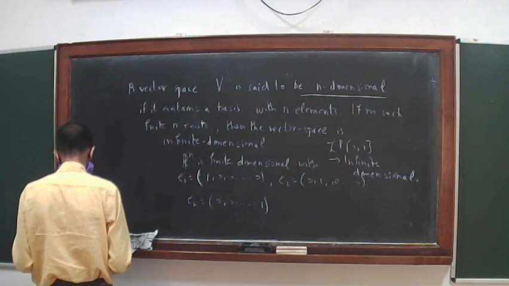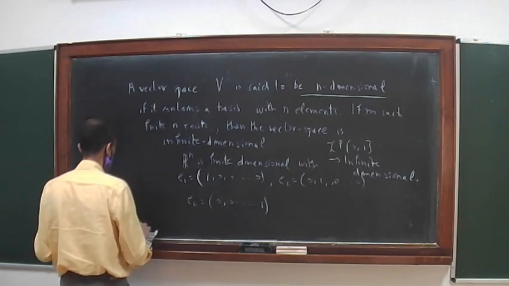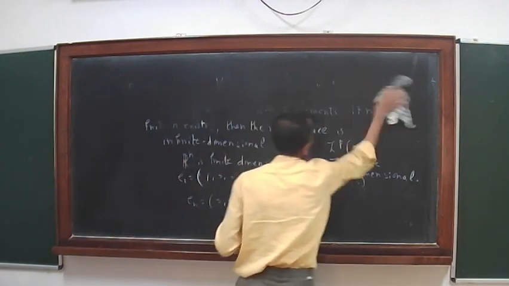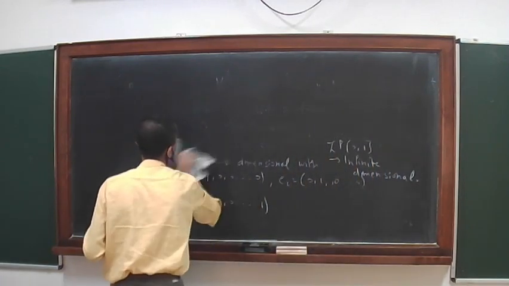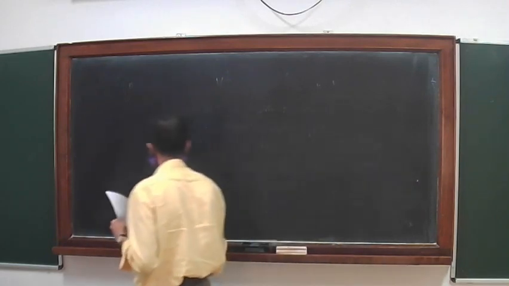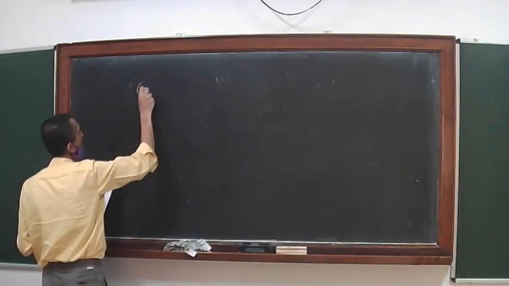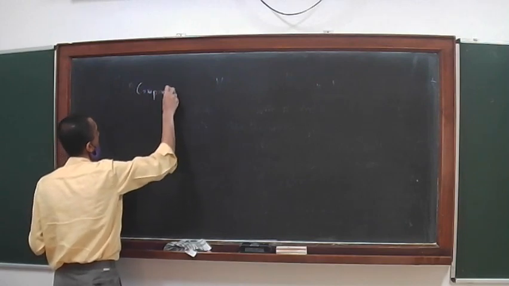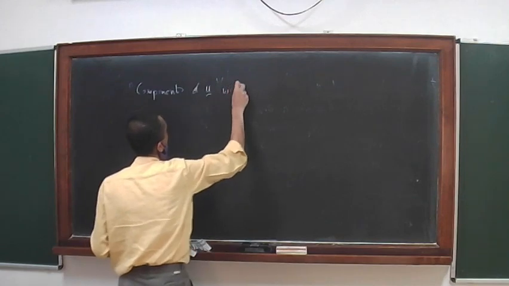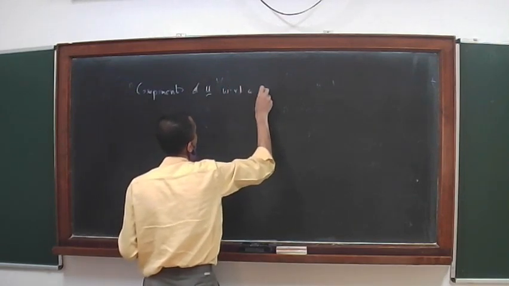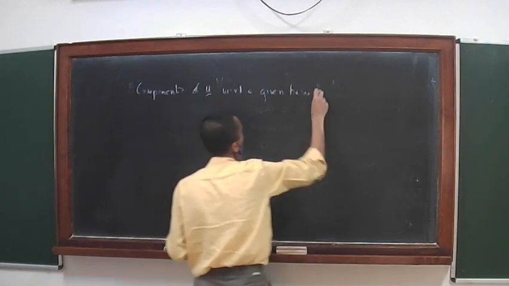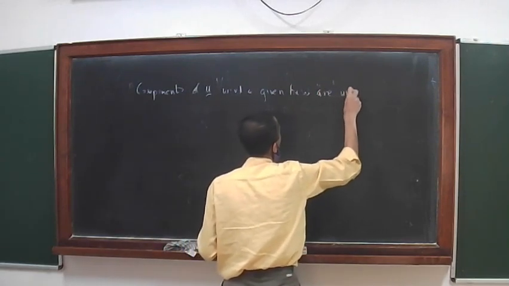Okay. And then the components are unique. That is also another point, let me just mention that. The components of U with respect to a given basis are unique. Try to show that, it's not very difficult.